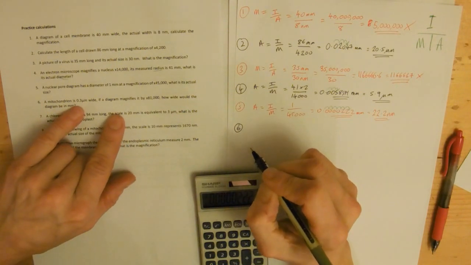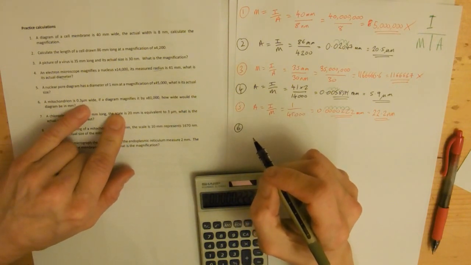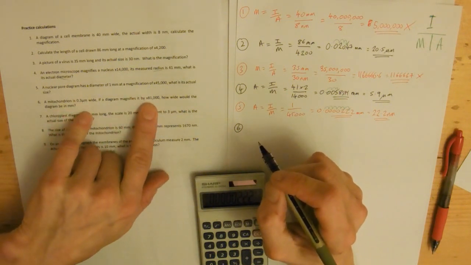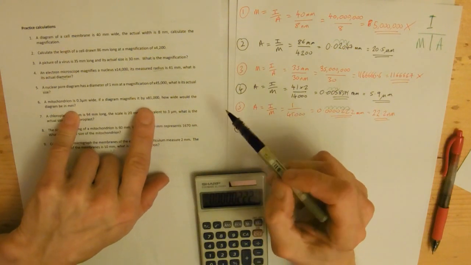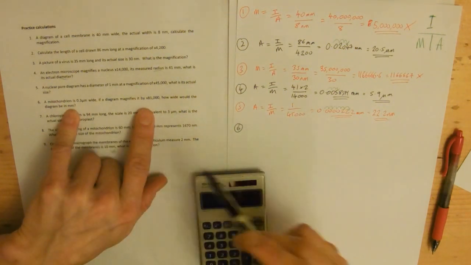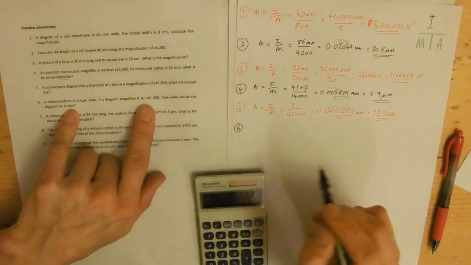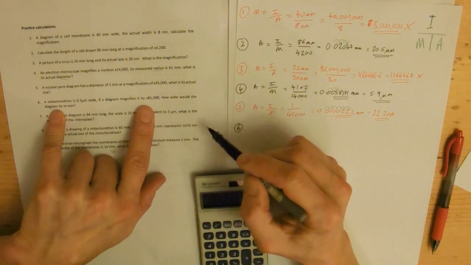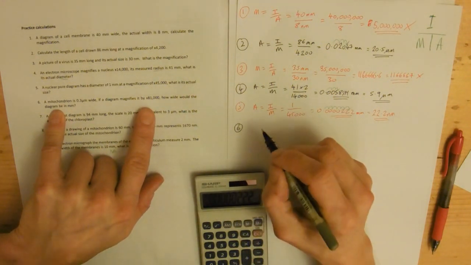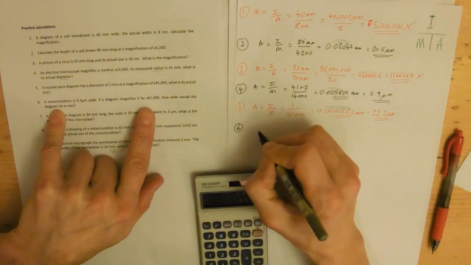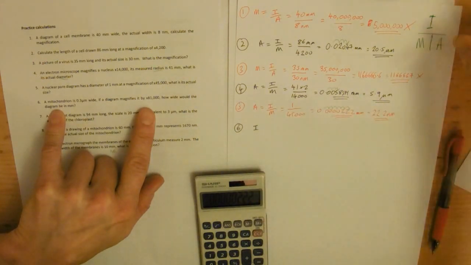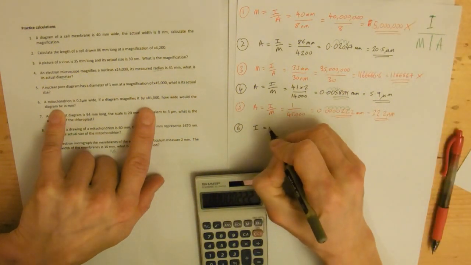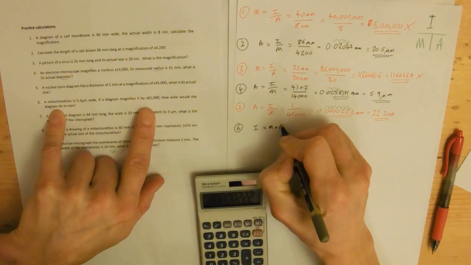Question 6. A mitochondrion is 0.3 micrometers wide and the diagram magnifies it by 81,000. How wide would it be in millimeters? So it's specifying our final unit now, so we can't use micrometers. Okay. So the diagram is the image. So we're having our image, and that is M times A equals magnification times the actual.